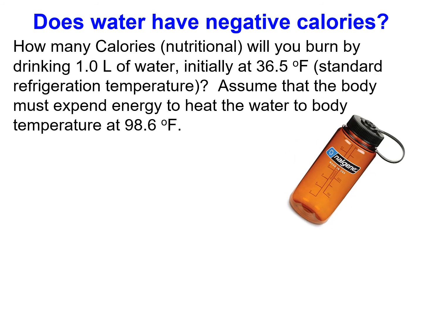Does water really have negative calories? How many calories would you burn by drinking a liter of water initially at 36.5 Fahrenheit? Assume your body must expend energy to heat the water to 98.6. So you would have to first change your temperatures. So you're looking at your final temperature being 37 and your initial temperature being 2.5.